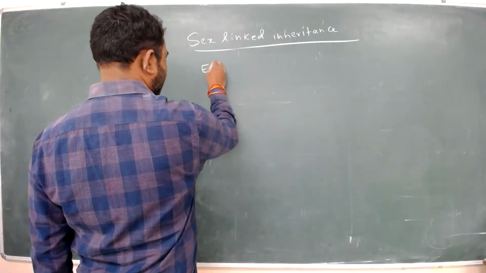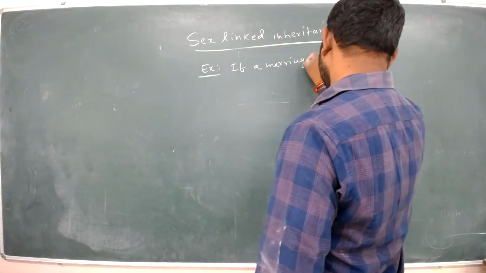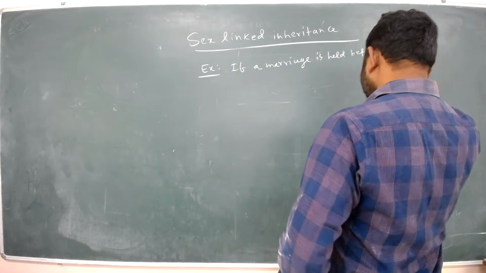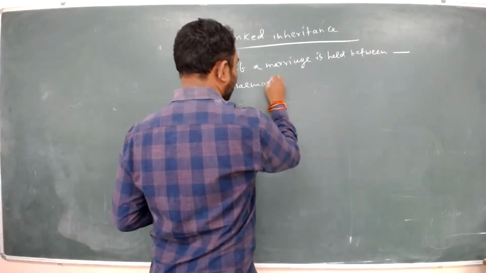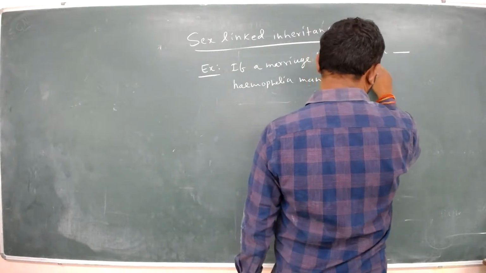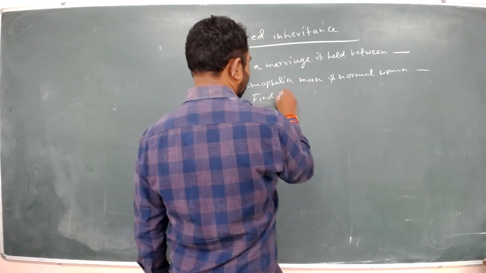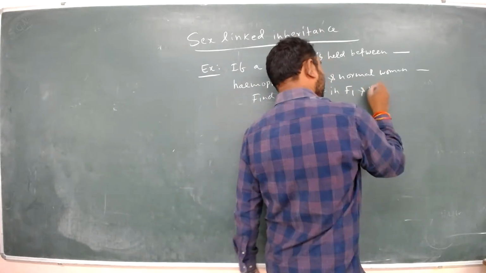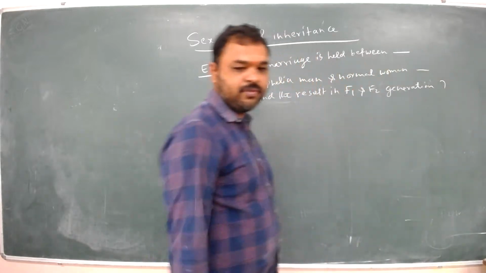Example for this hemophilia inheritance: if a marriage is held between a hemophilia man and a normal woman, find the result in F1 and F2 generation.